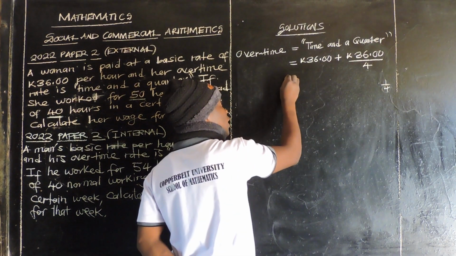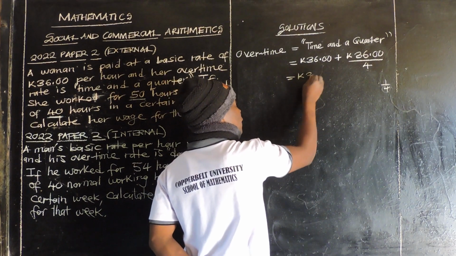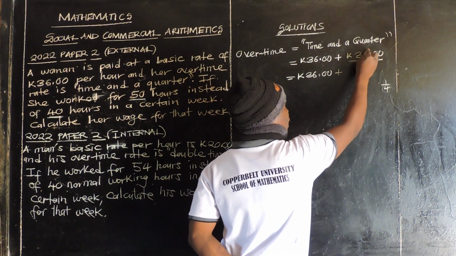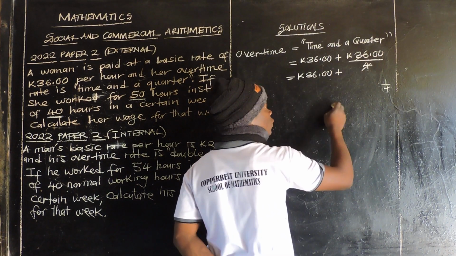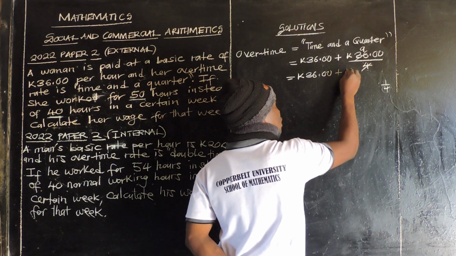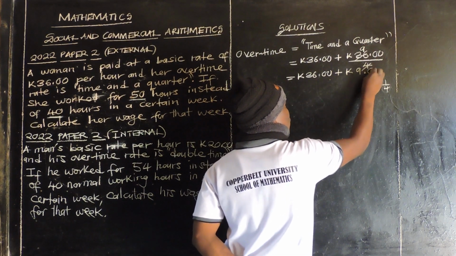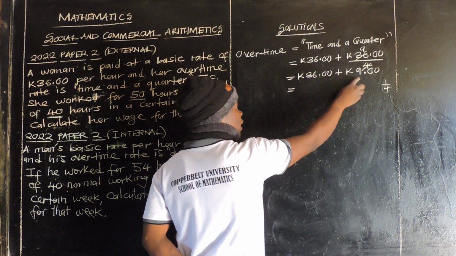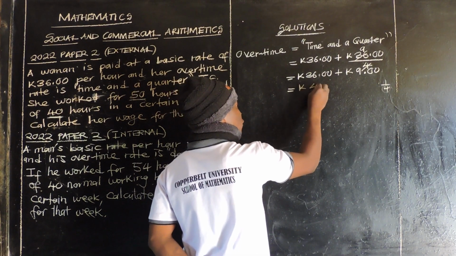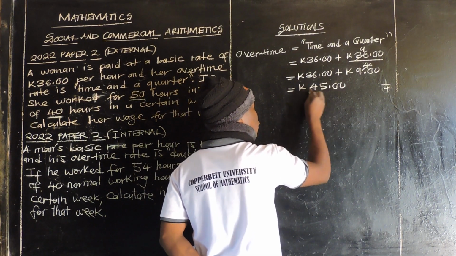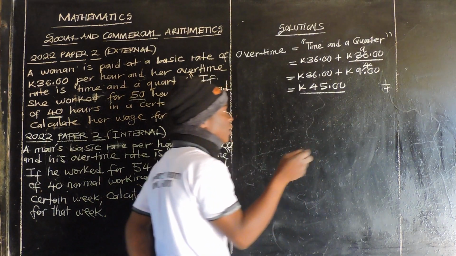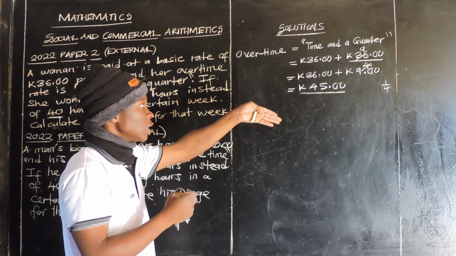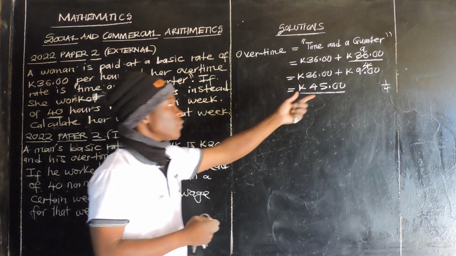So we move on and say 36 kwacha, then plus 4 into 36, which is 9. So we have got 9 kwacha. That's the quarter of 36. Then you add, 36 kwacha plus 9 kwacha, what you get? 45. Very good, you get 45 kwacha. So this 45 kwacha was the amount of money given if she works 1 hour overtime. So if she has 1 hour overtime, she was given 45 kwacha.